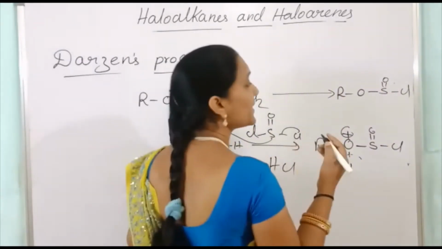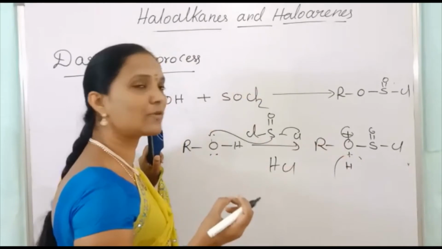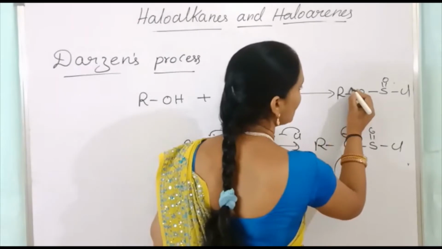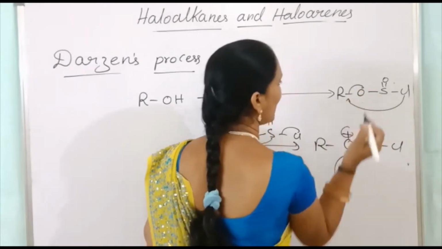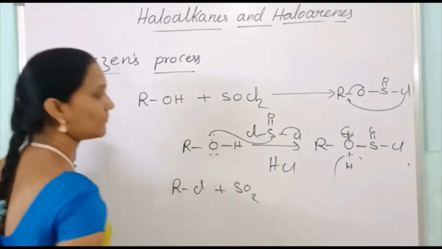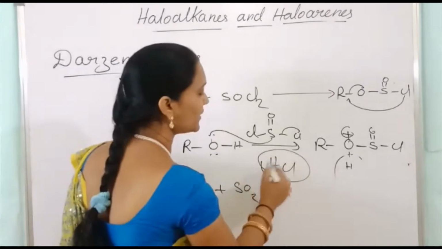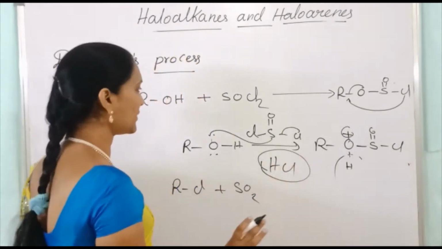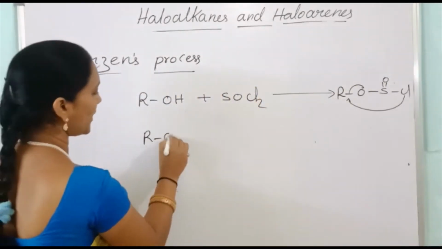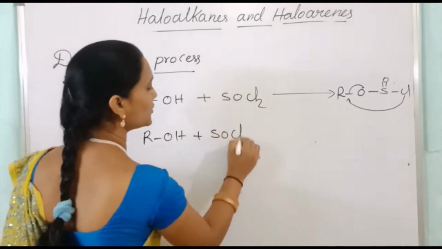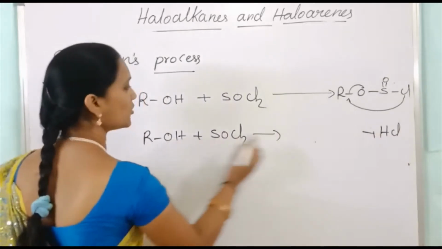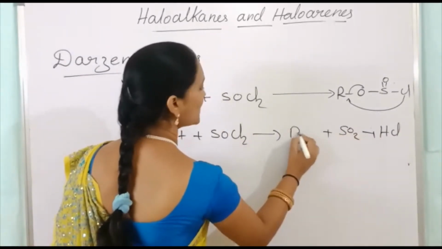Now what happens? Intramolecular nucleophilic substitution, SNi mechanism. The Cl attaches to the carbon, so the product is RCl plus SO2. Initially in the first step HCl is eliminated, now SO2 is eliminated. So the reaction is: ROH, alcohol, is treated with SOCl2, thionyl chloride, HCl is eliminated and SO2 is eliminated, giving RCl.